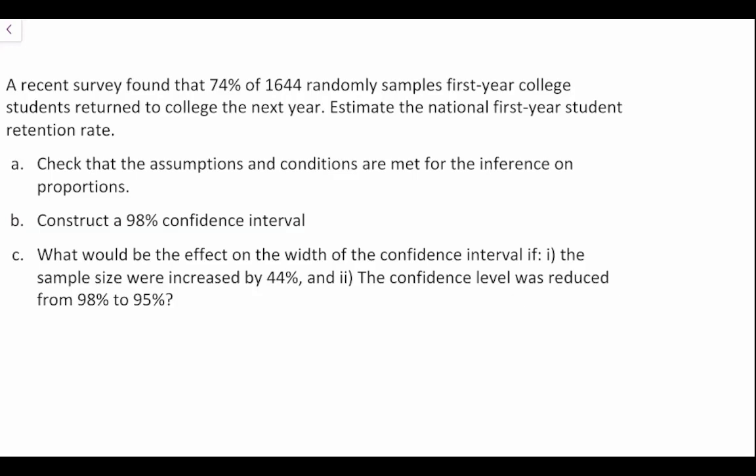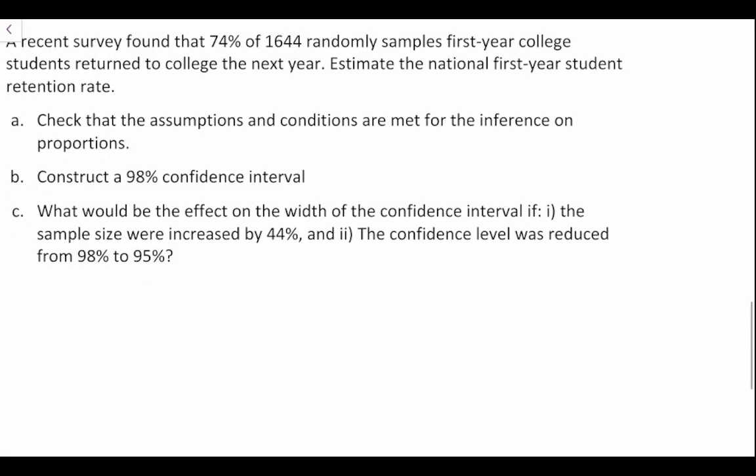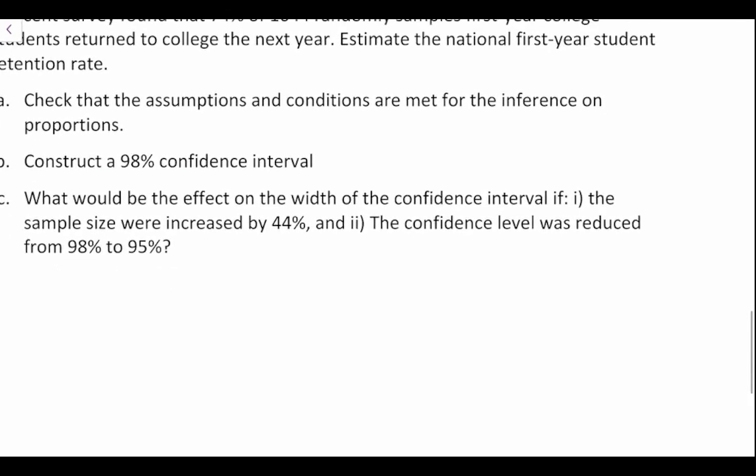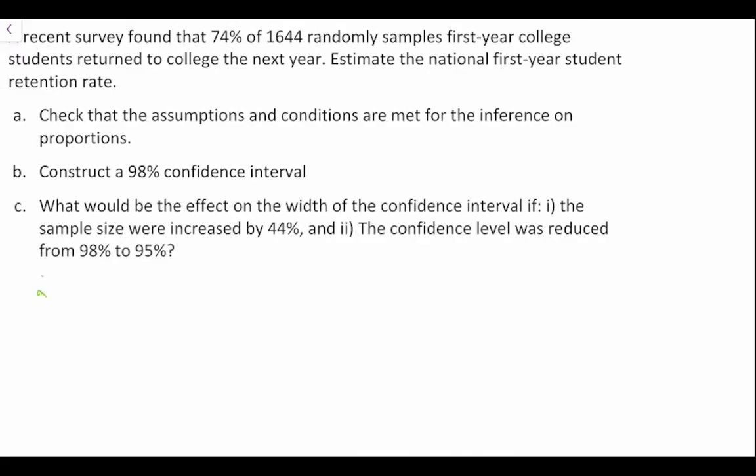First, we're asked to check that the assumptions and conditions are met for inference on the proportions. What we are looking for is to check if we can use a normal distribution here. In question A, we're told that they are randomly sampled. So random, yes. Independent, yes.